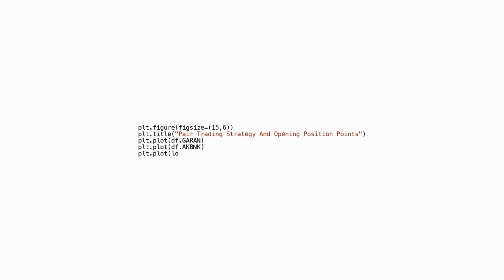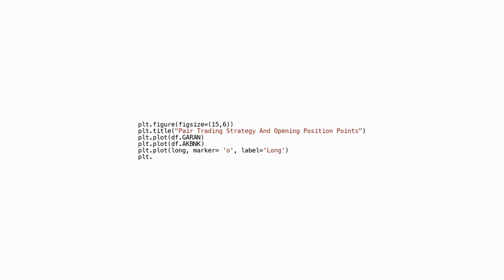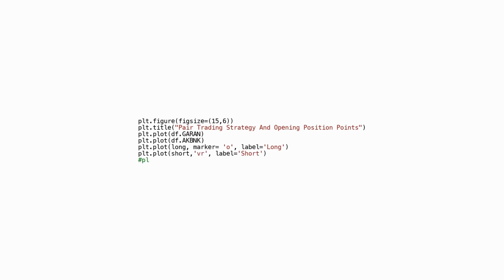This code uses the matplotlib library in Python to create a figure with a size of 15 by 6. The figure has a title that reads "pair trading strategy and opening position points". It then plots 3 lines on the graph, representing data from the stocks for 2 different companies, GARAN and AKBNK. It also plots 2 additional points, representing long and short positions in the stock market. The O and V markers differentiate between the long and short positions.